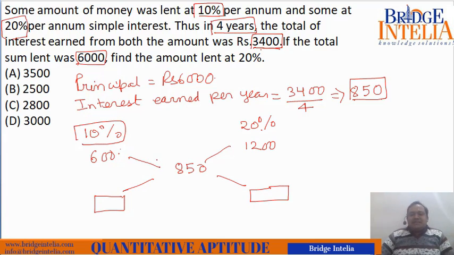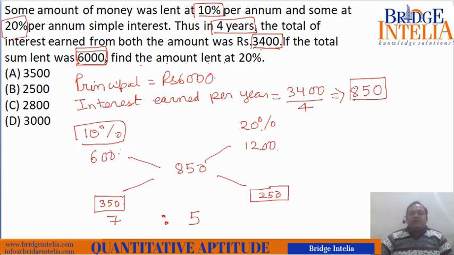So let's see, 600 and 850. The difference is 250. 1200 and 850. The difference is 350. So both are multiples of 50. So if you take the ratio, this comes out to be 7:5. That means this amount of 6,000 was distributed in this ratio.